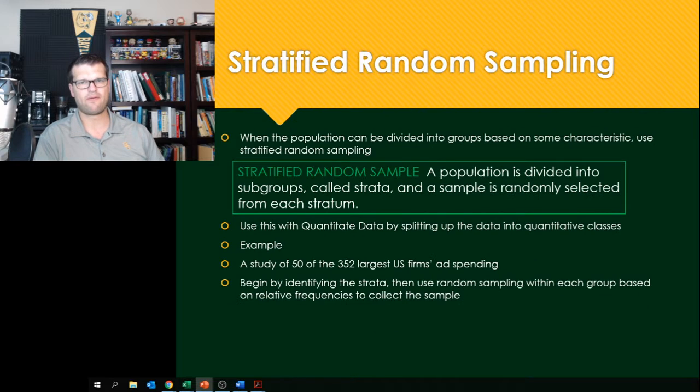And then stratified random sample: a population is divided into subgroups called strata. You guys have this situation when we are dealing with our data. We did frequency distributions, right? And when we did frequency distributions, we were able to say, okay, we've got this frequency distribution. Let me make a frequency distribution really quick.